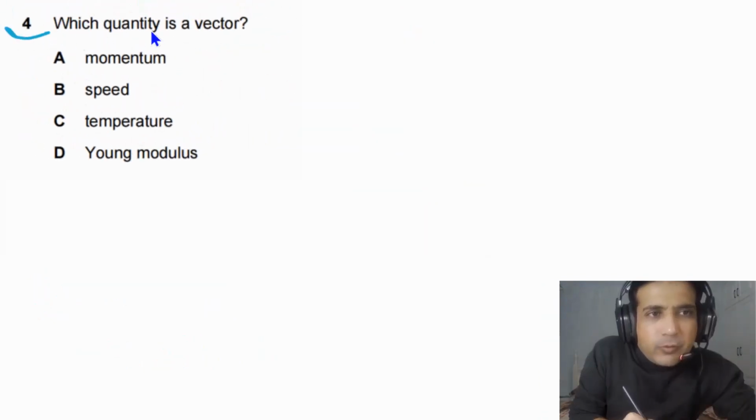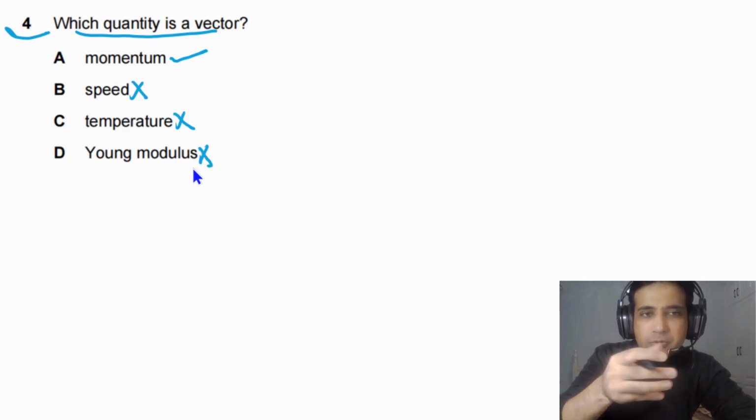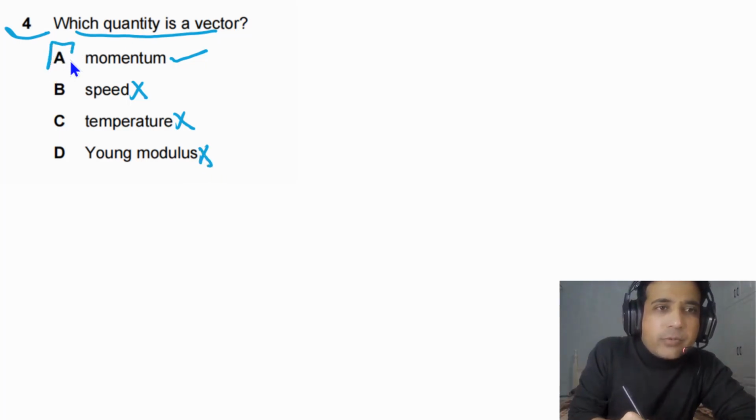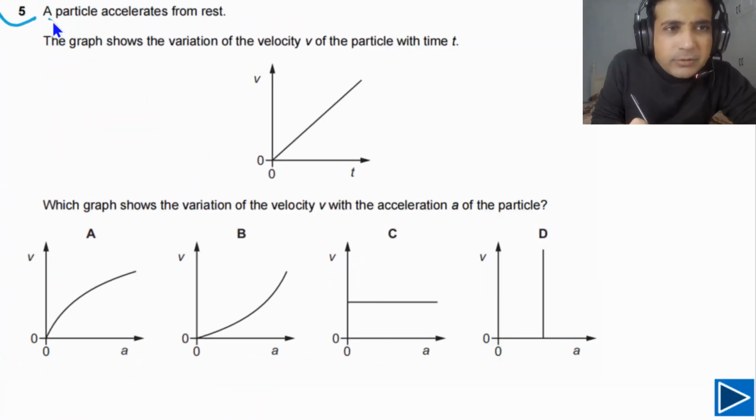For question number 4, simply we need to find out which quantity is a vector quantity. Momentum is a vector, so this can be the answer, but speed is not vector, temperature is not vector, Young's modulus is not vector because it's the ratio between stress and strain. So the answer for this question is A. Very straightforward question.